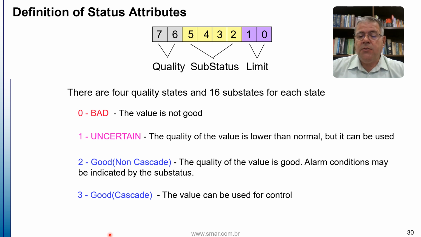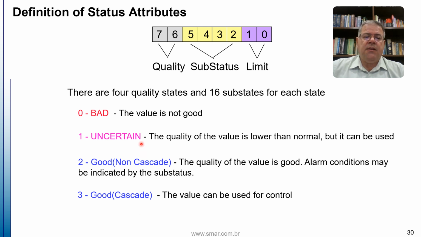So there are 4 quality statuses. 0 indicates bad, 1 uncertain, 2 good (non-cascade), and 3 good (cascade). The good non-cascade is where there is the possibility of having some alarm associated, some limit. The good cascade value is normal, without any alarm, without any associated limit.